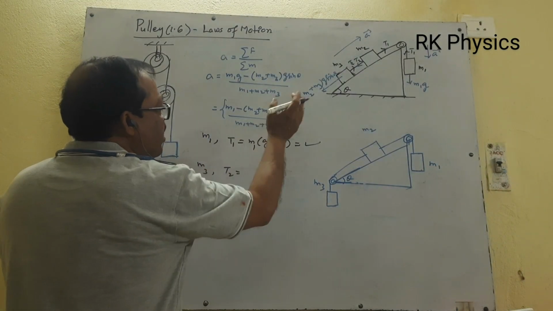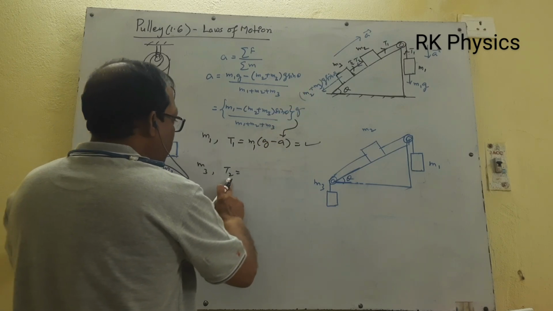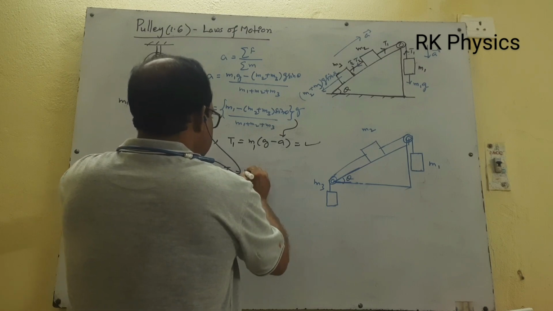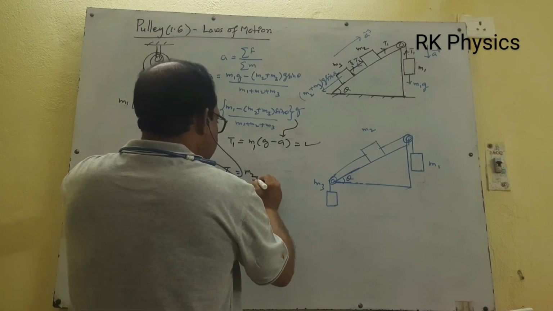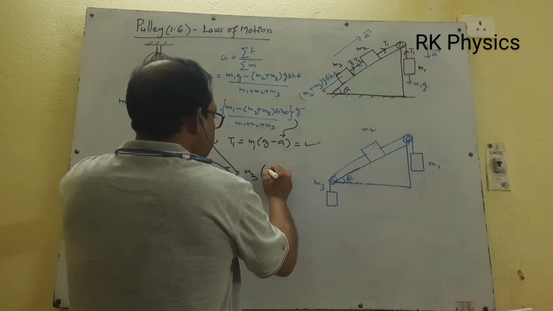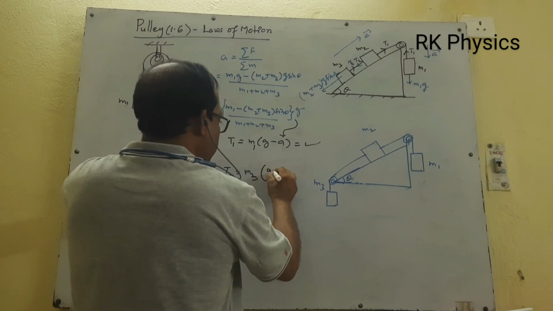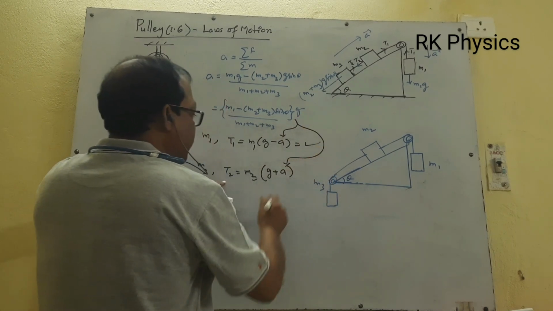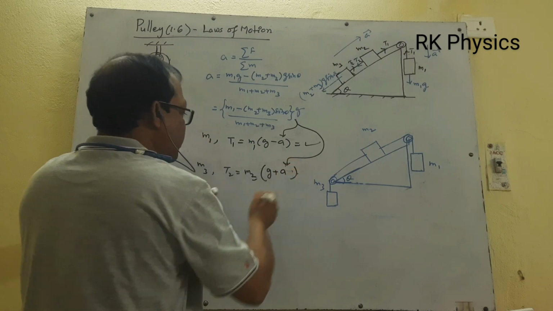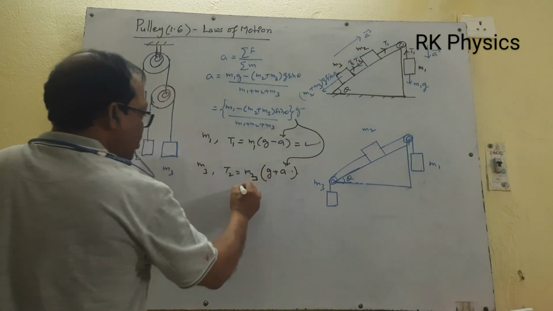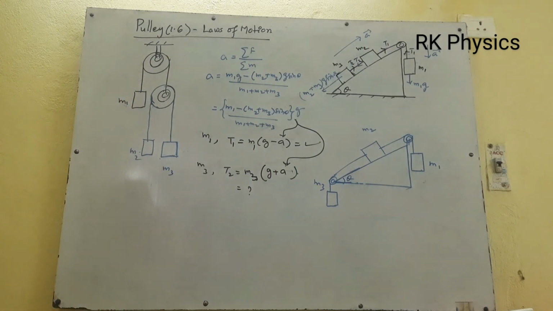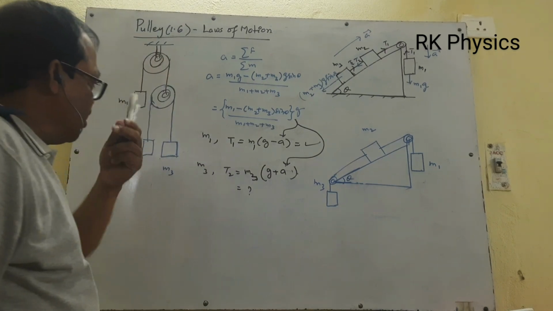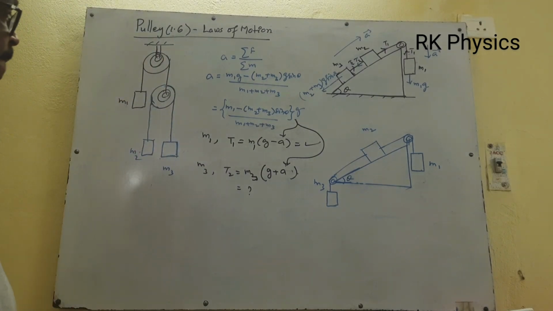Now M3 is moving up, therefore for T2 you write M3 times (g plus A). Put the value of A here and find the value of T2. In this way you can calculate the values of T1, T2 and A.